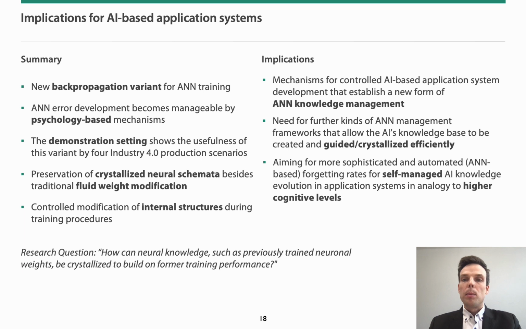What does this imply for AI-based application systems? The crystallizing backpropagation is a contribution as a mechanism for the controlled AI-based application system development that establishes adequate ANNs. Hopefully, I was able to clarify the need for further kinds of ANN crystallization mechanisms that allow the AI's knowledge base to be created and guided efficiently. Here, I am speaking about manual ANN crystallization strategies.